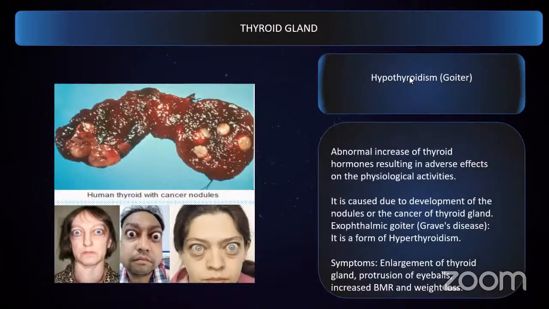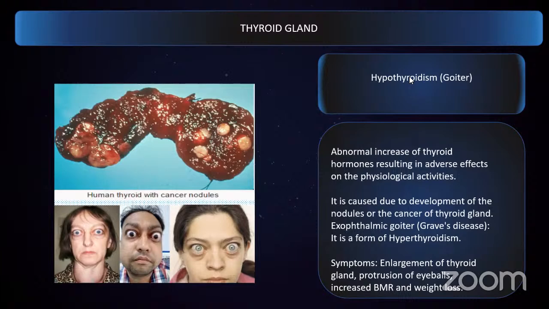Okay, so when it comes to hyperthyroidism, what is hyperthyroidism? Basically, these thyroid hormones are produced in larger volumes. When they're produced in larger volumes, what happens? There are chances of abnormalities in the physiological activities.